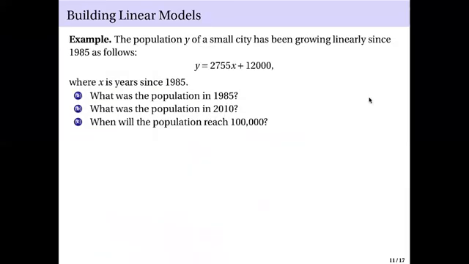Next problem here. The population Y of a small city has been growing linearly since 1985 as follows. Y equals 2,755x plus 12,000, where x is years since 1985. So what is the population in 1985? What was the population in 2010? And the third problem is, when will the population reach 100,000?